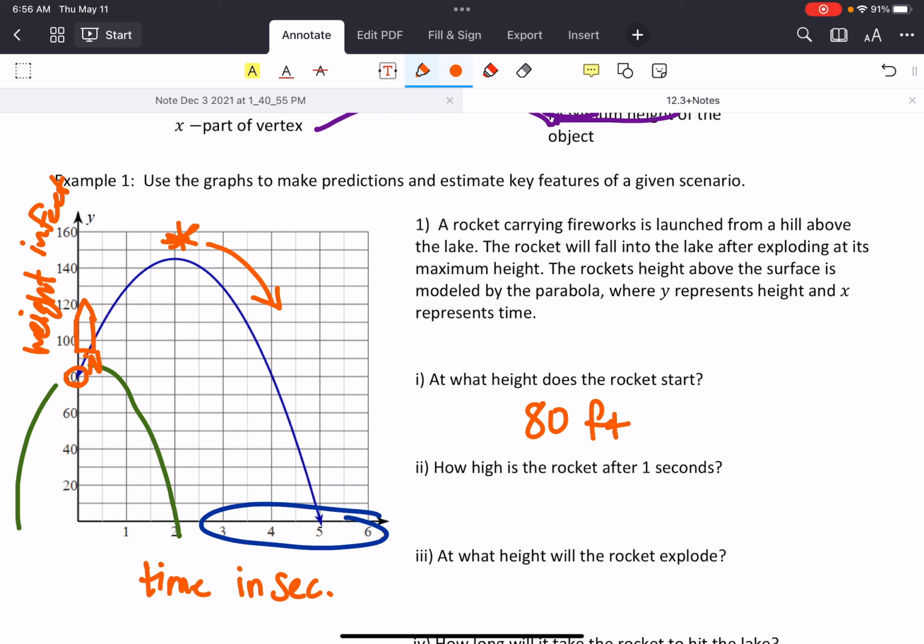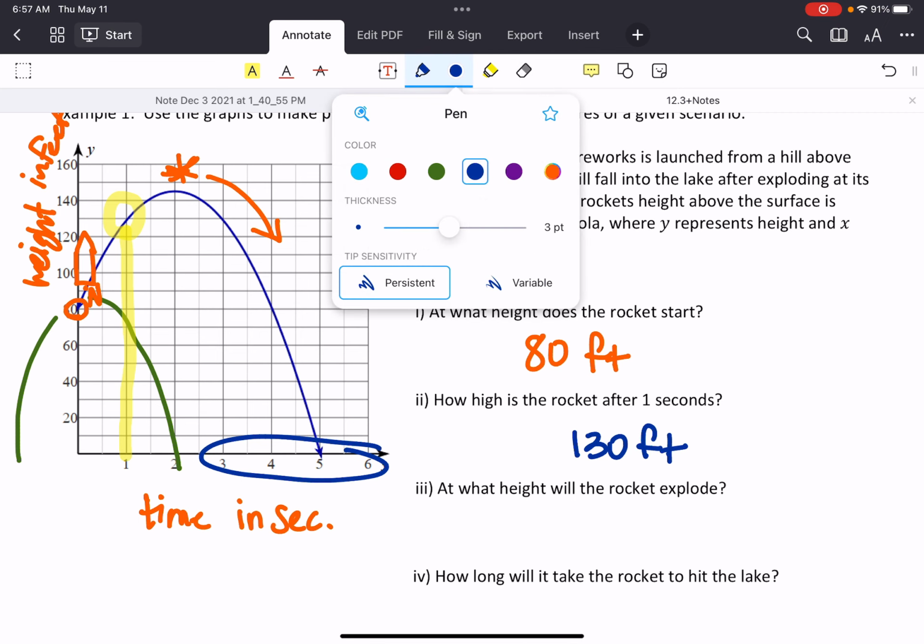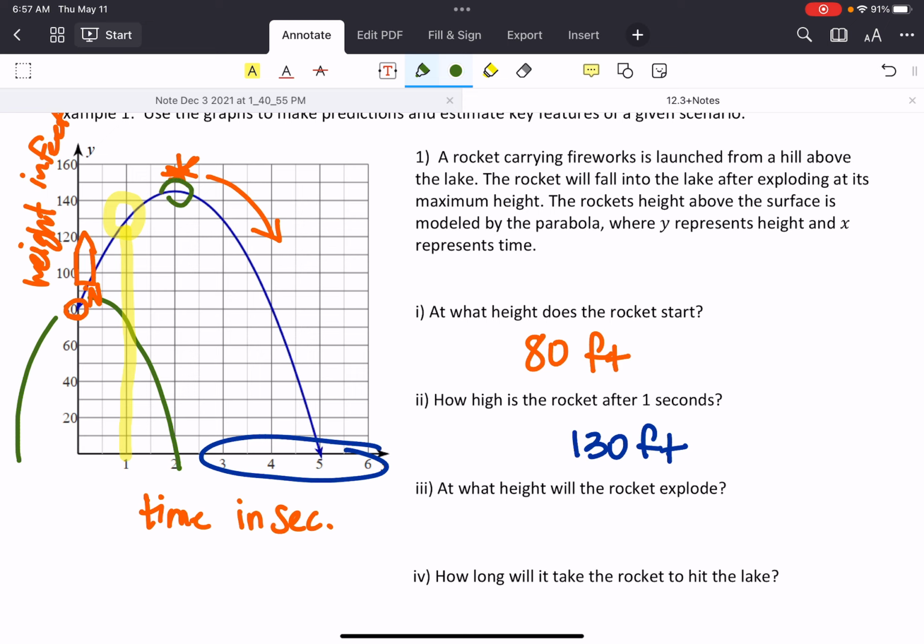How high is the rocket after 1 second? Well, time in seconds is x. So I go to 1 second, which is right here, and I'm just going to draw up, right there. So at 1 second, we're going to say it's at 130 feet. Then it wants to know at what height will the rocket explode? Well, that's at its max height. It's right here. We don't have an exact value, but we can call it something like 145 feet.